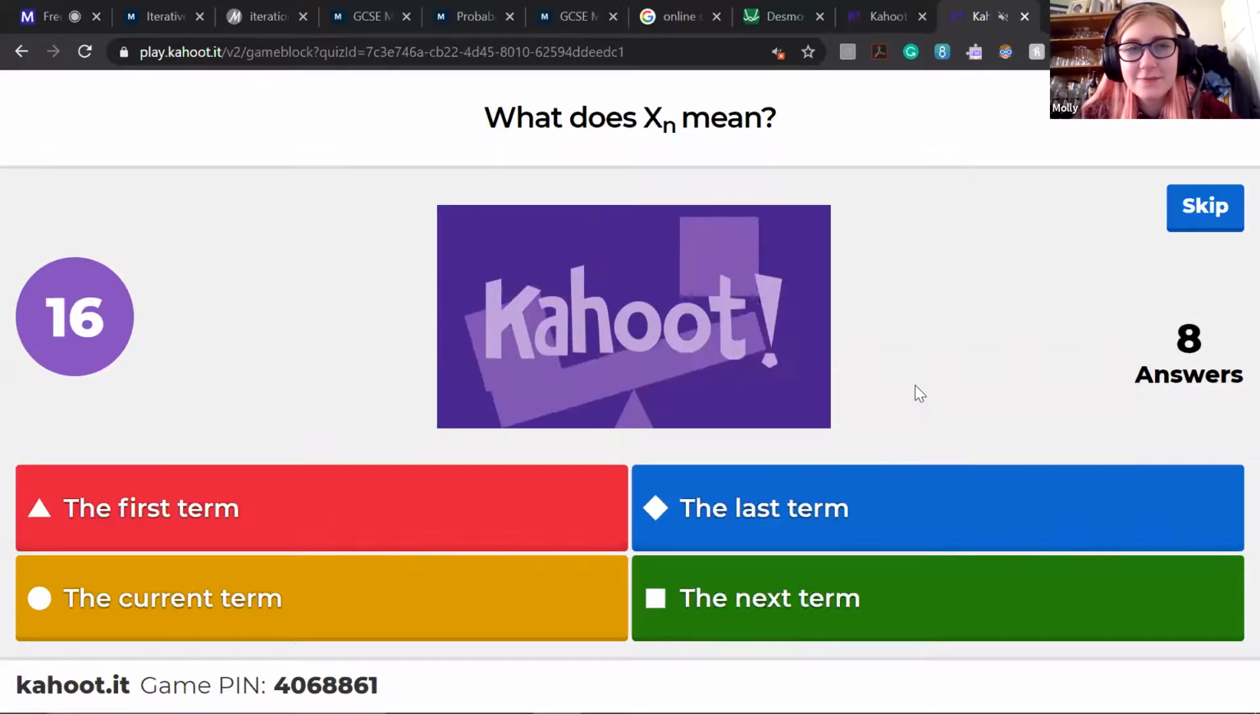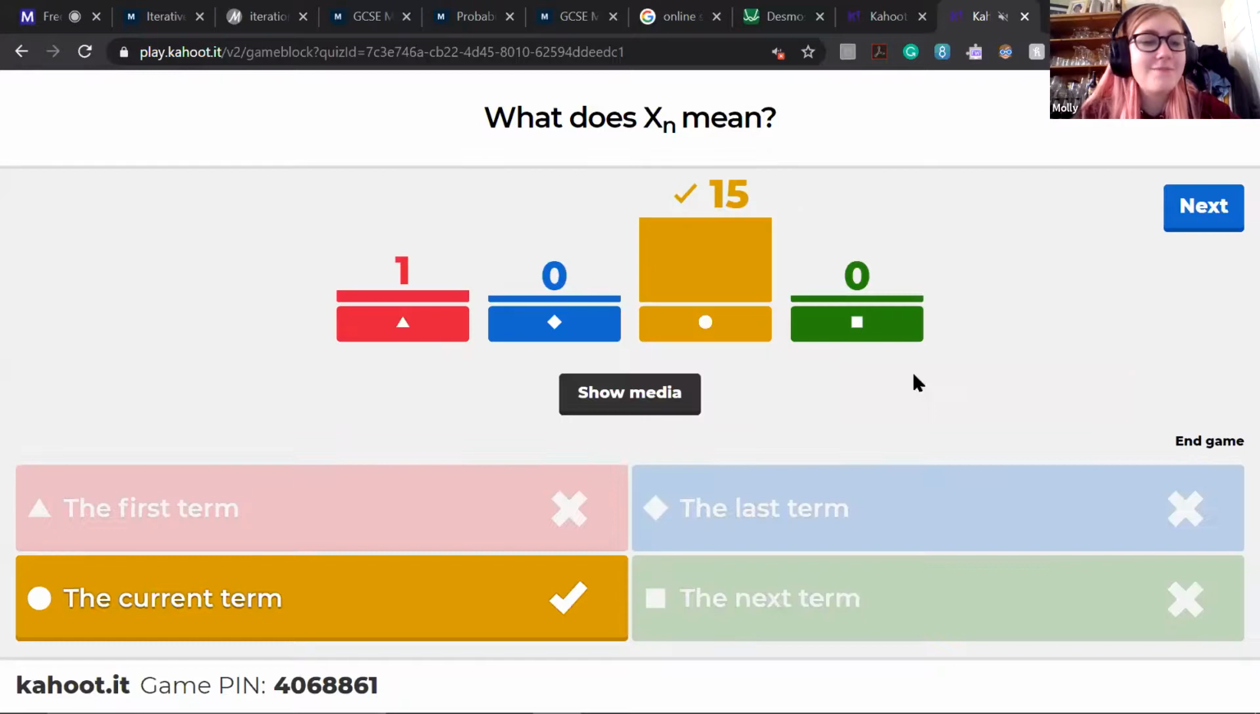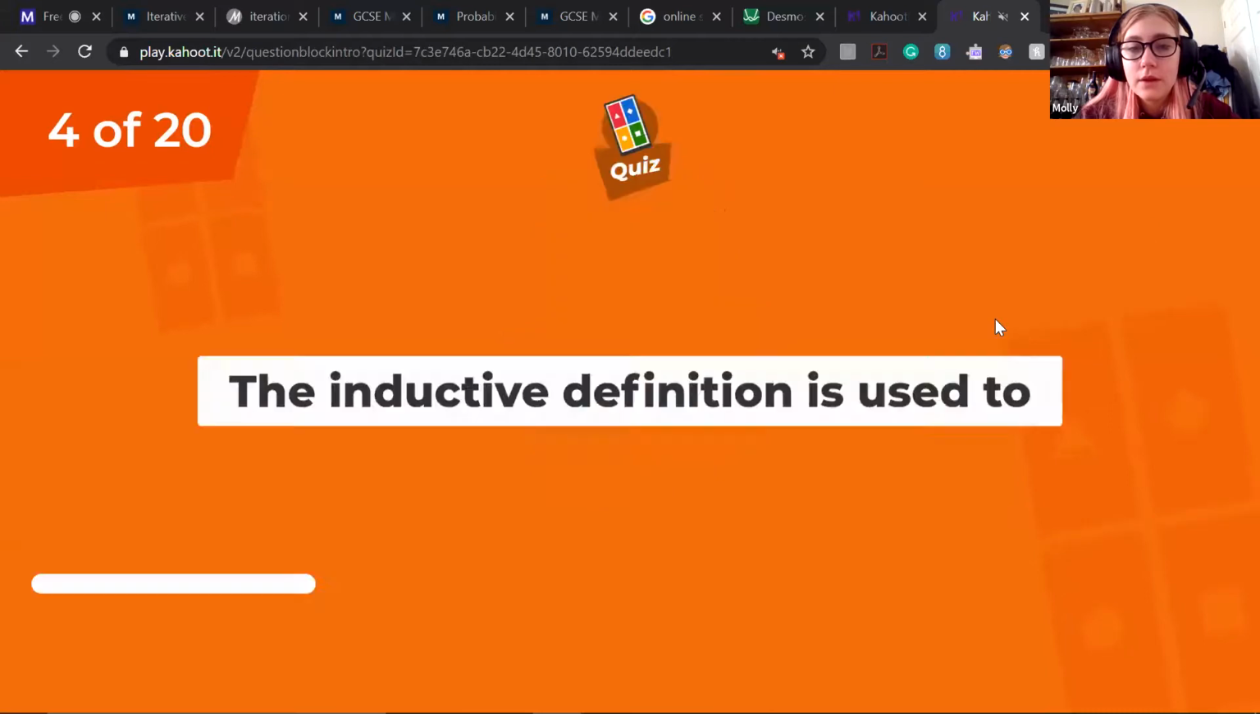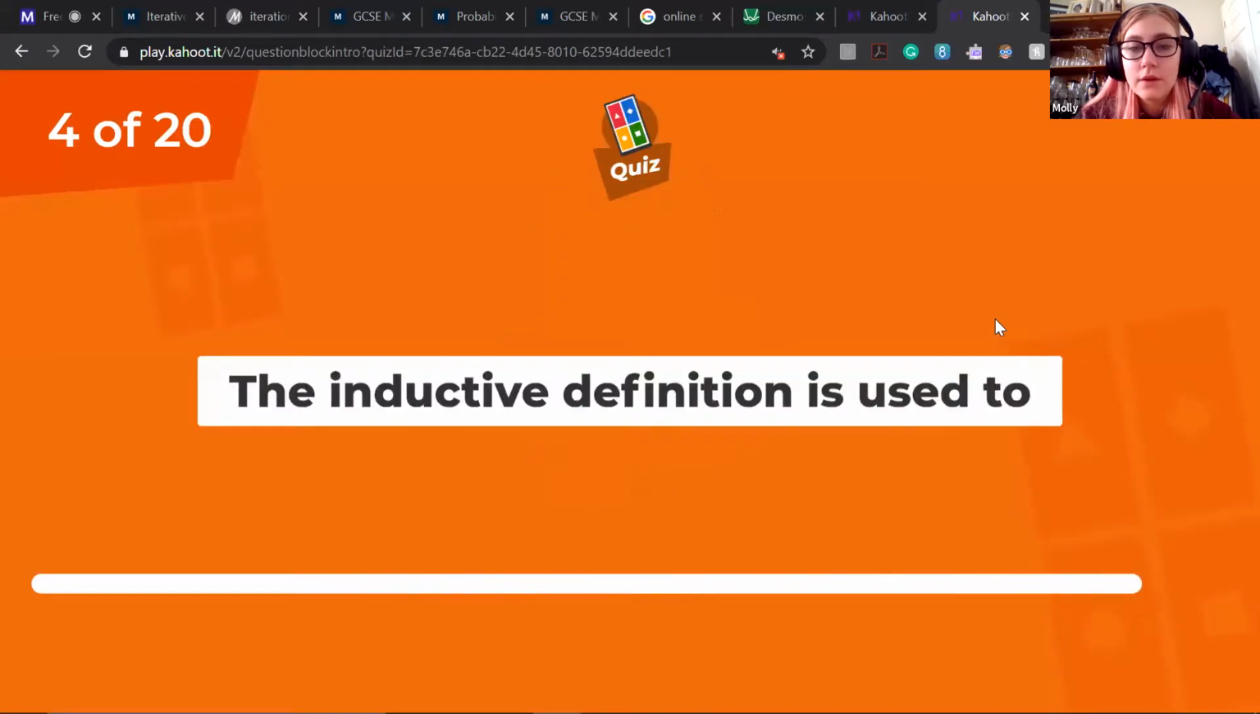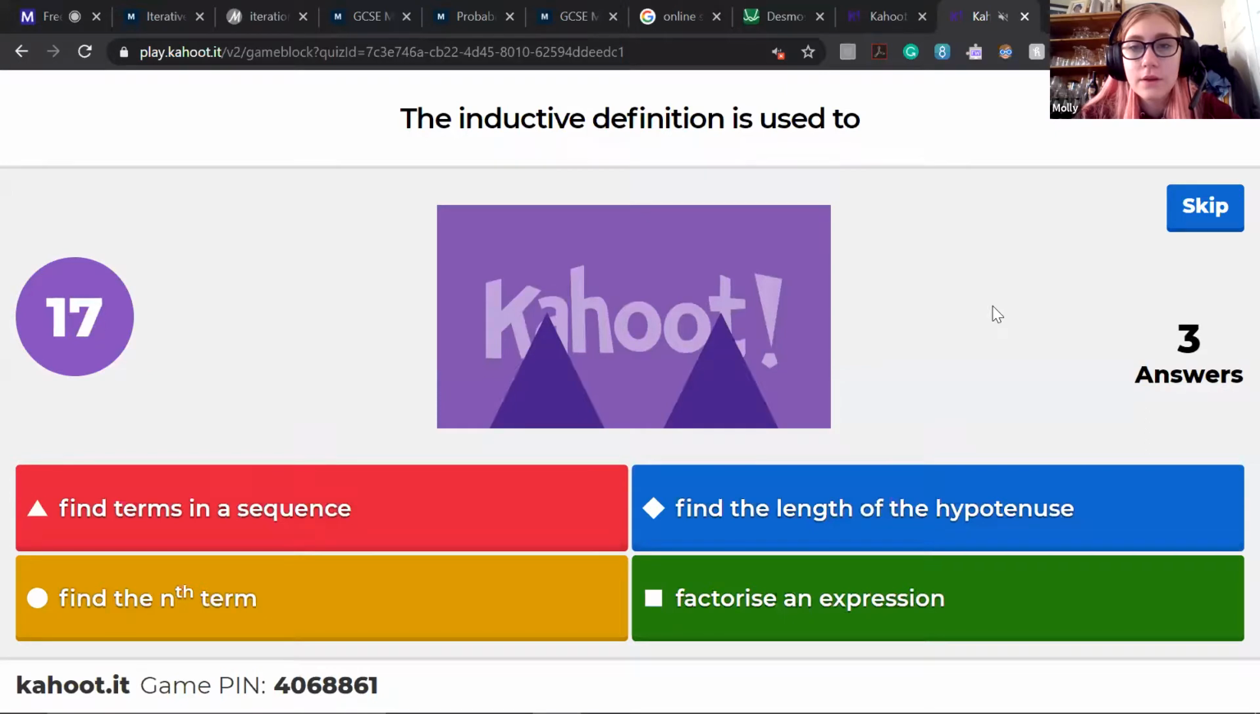What's xn? Yay, brilliant. The current term. So the first term, if I ever put that, we always call that x naught. But yeah, it's the current term that we're working with. Okay, what's the inductive definition used to? And all that means is, in the first one when it said the iteration machine, induction means the same thing really as iteration. Just kind of going along and finding it.